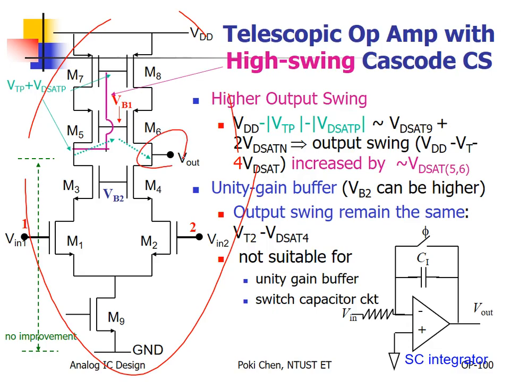Yeah, we only change the upper bound for V out, but nothing happened for the lower bound. So you still have 3 delta V.